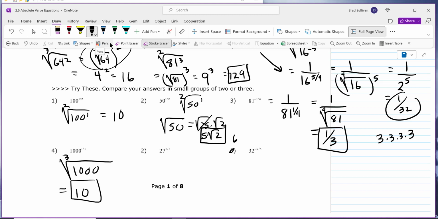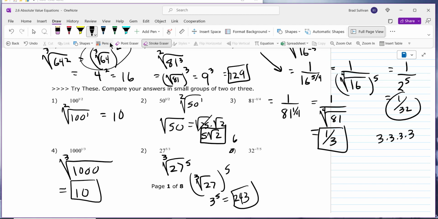Okay, the next one goes like this. You're going to have the third root of 27 to the 5th. Now, the way you do this is it's easier to do the third root of 27 and then raise that to the 5th power. Because you don't want to do 27 to the 5th. You do it in the logical order. So the cube root of 27 is 3. 3 to the 5th? What is that? 243, right. And you do that on the calculator. That's 243.